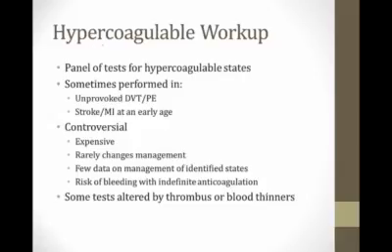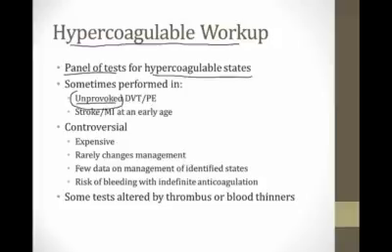So I'll finish this module by mentioning the hypercoagulable workup. This is a panel of tests that is sometimes done to identify underlying hypercoagulable states in patients who have thrombus disorders. You'll sometimes see this panel of tests ordered in patients who have an unprovoked deep vein thrombosis or pulmonary embolism. Unprovoked means it didn't occur after a long plane flight or after surgery. You may also see this panel of tests ordered in patients who have a stroke or myocardial infarction at an early age.